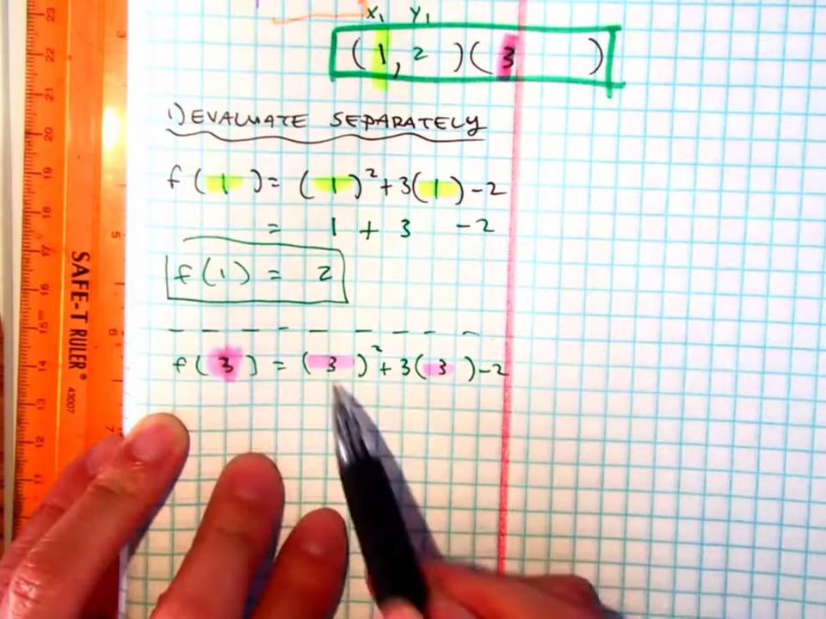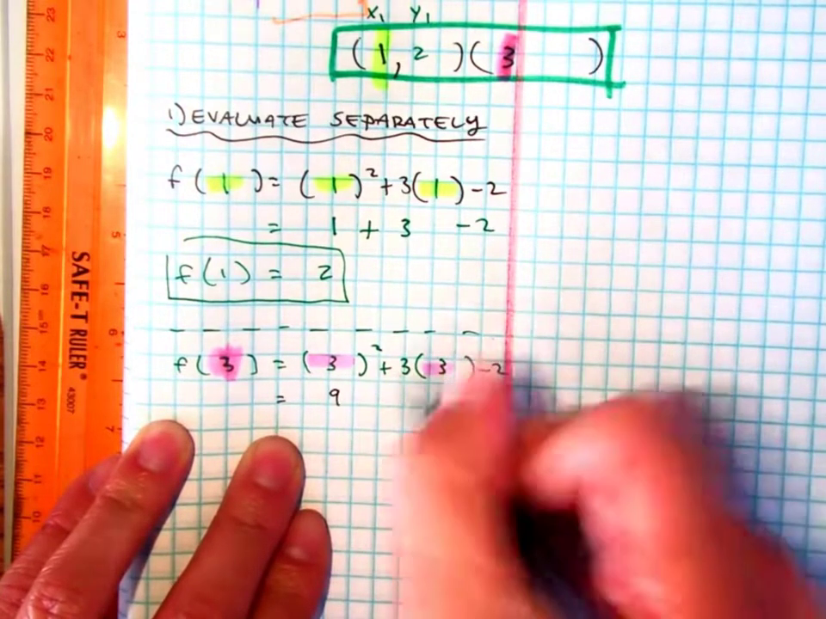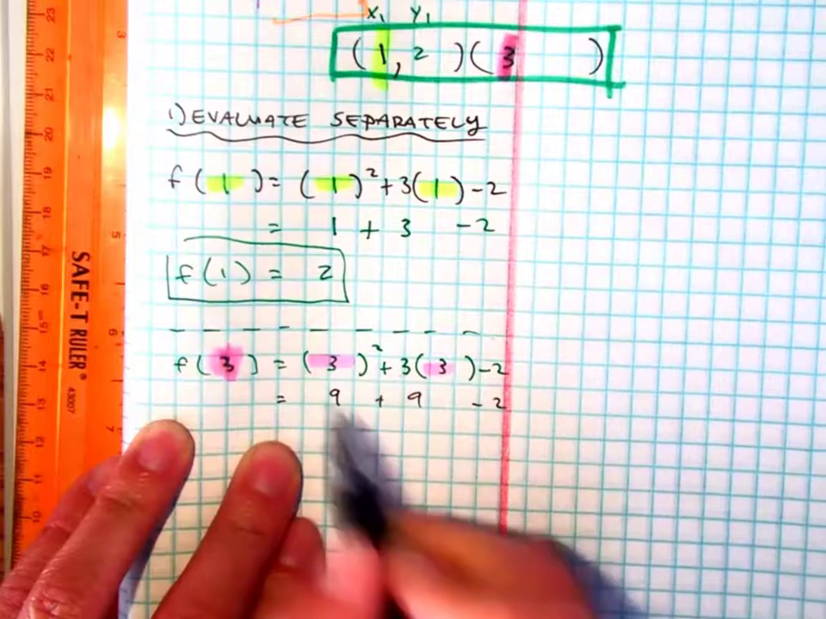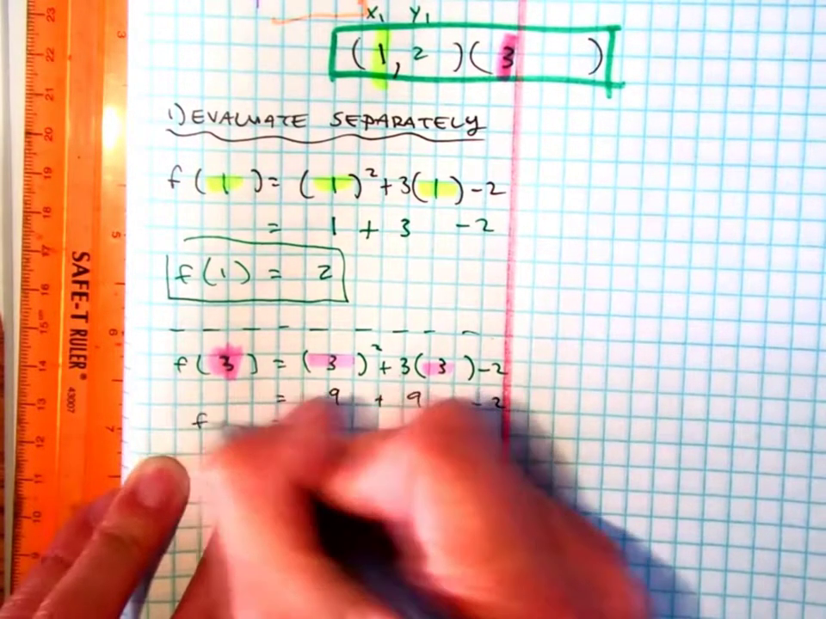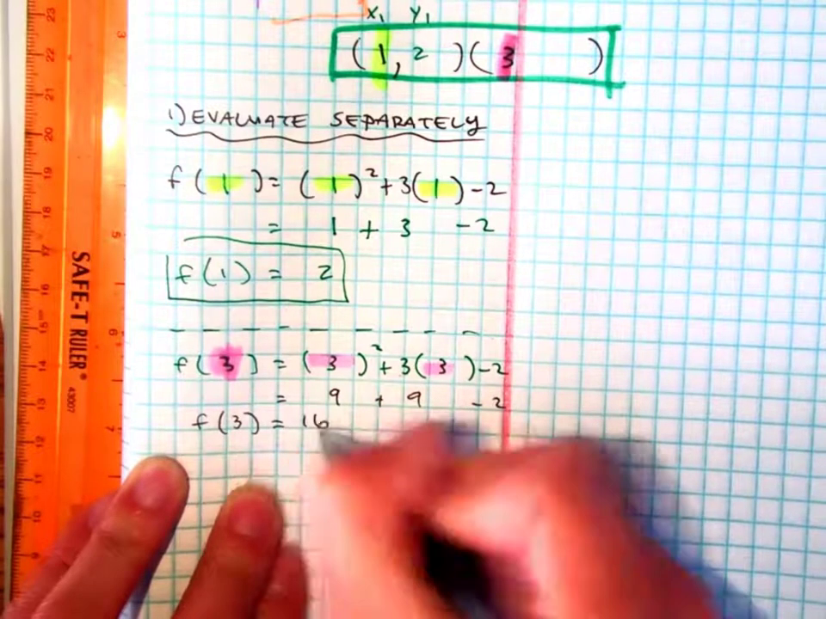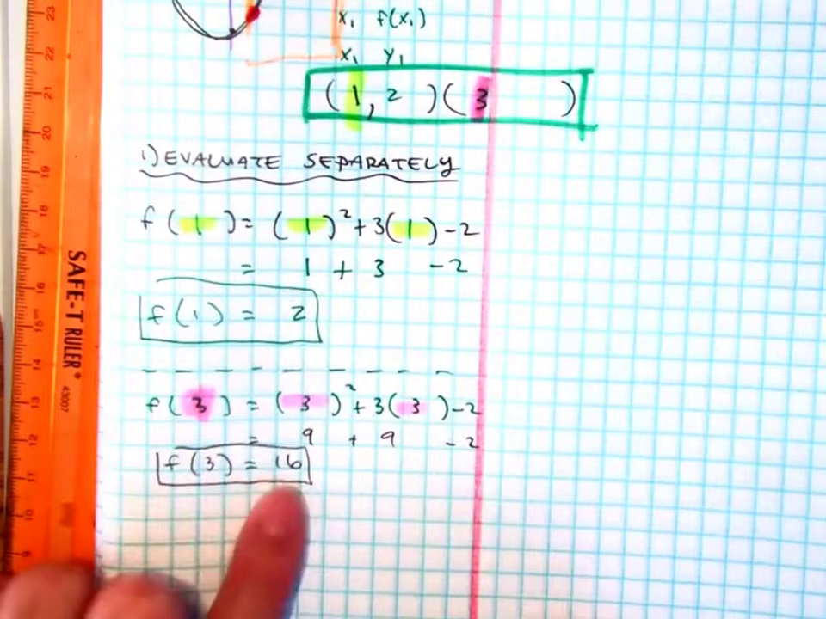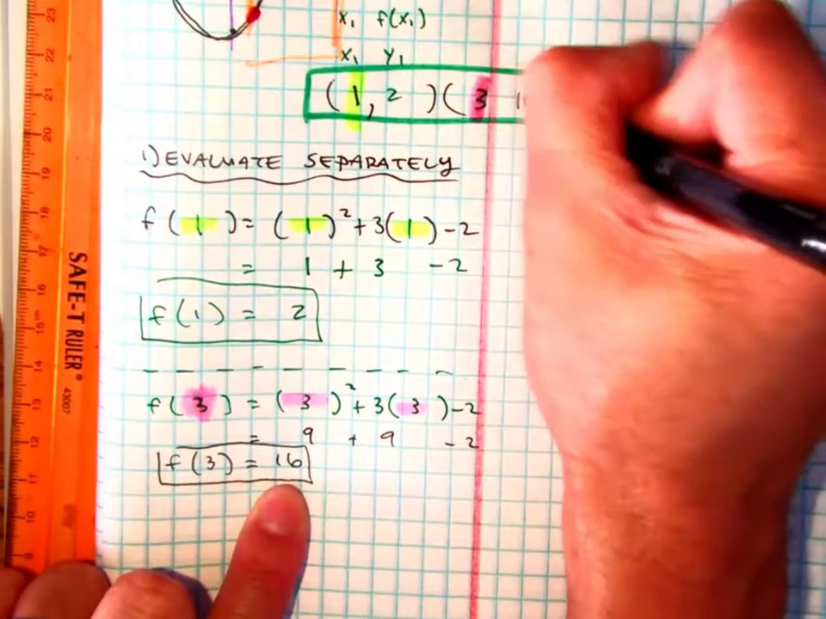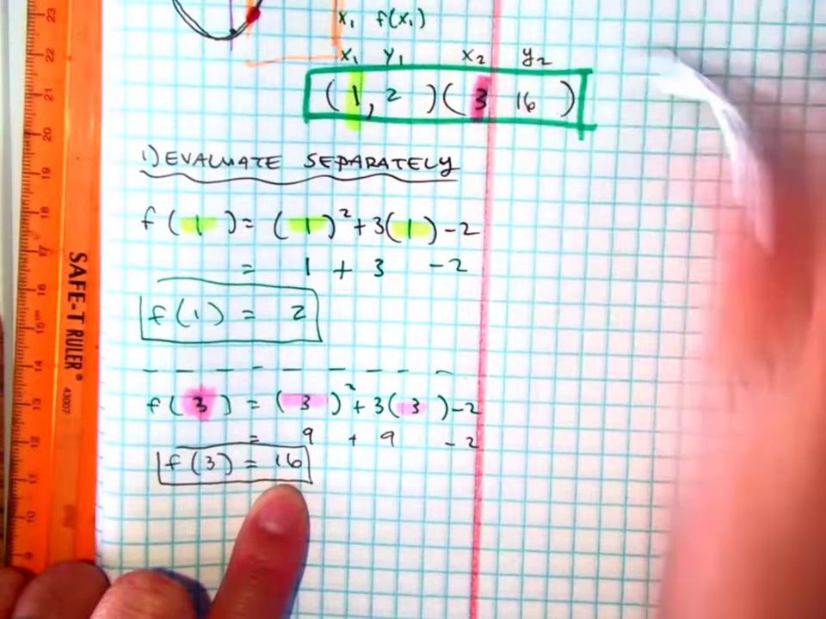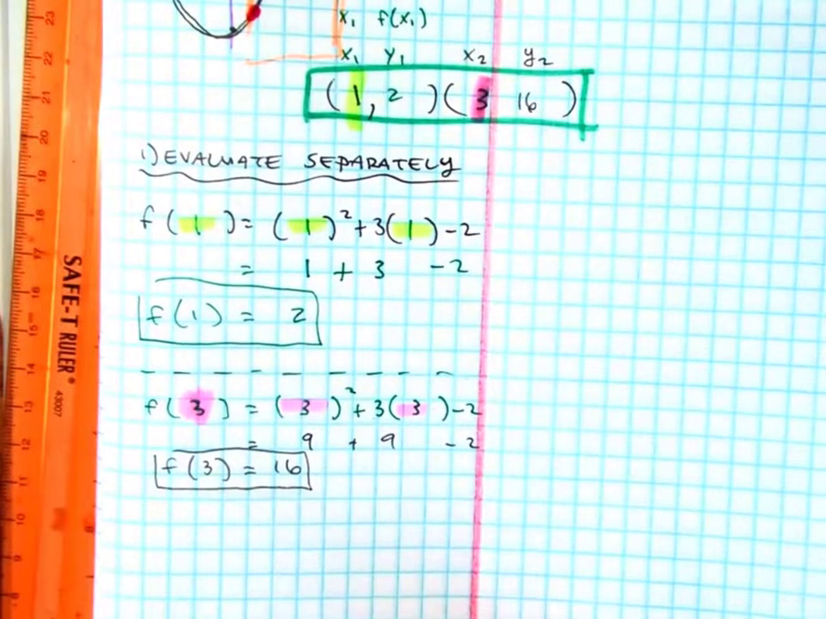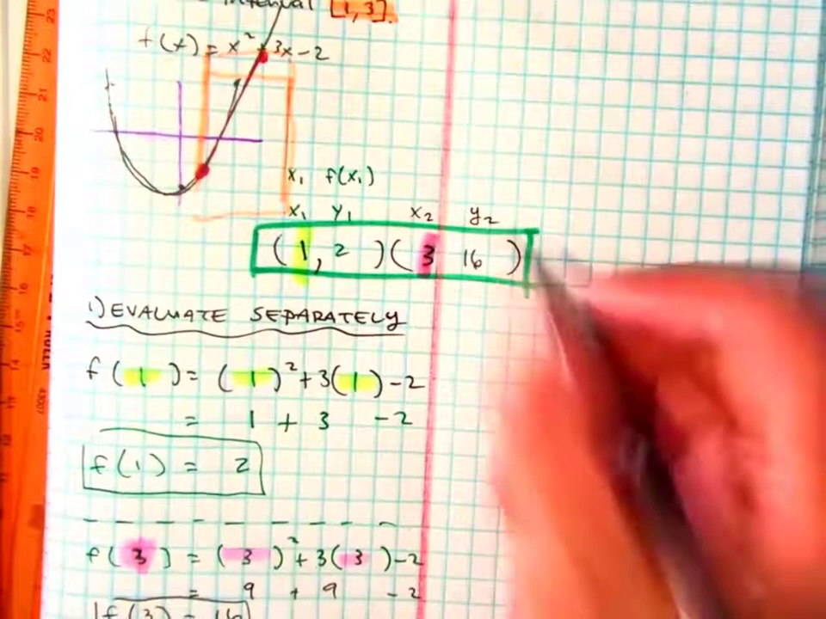Class, what's 3 squared? 3 times 3? 9 plus 9 minus 2. f of 3 equals 16. 16 is the output of our second point. So what we did is we evaluated separately, and next, now I just need to find the average rate of change.